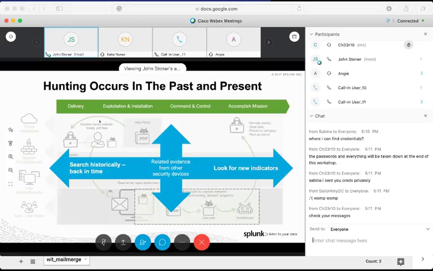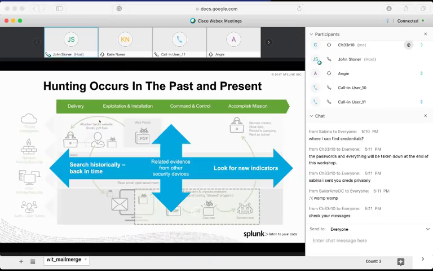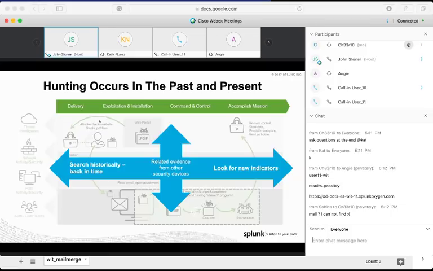So hunting occurs both in the past and the present. I want to be able to go back and look historically over time. There might be new pieces of information that require me to go back further and see what else was out there that I wasn't aware of before, as well as looking in the here and now and being able to pivot in all different directions.